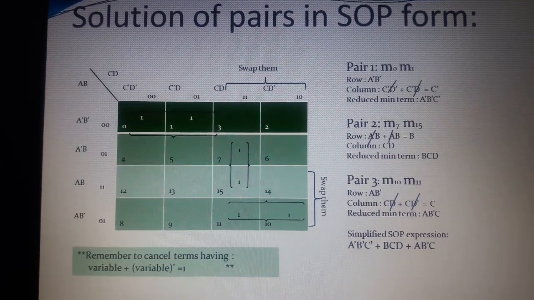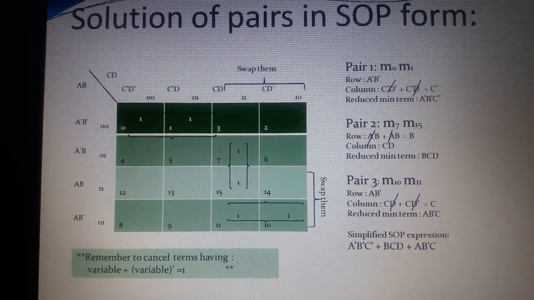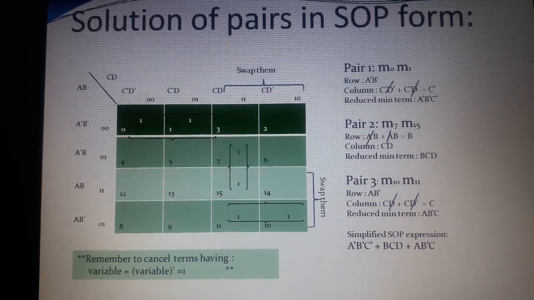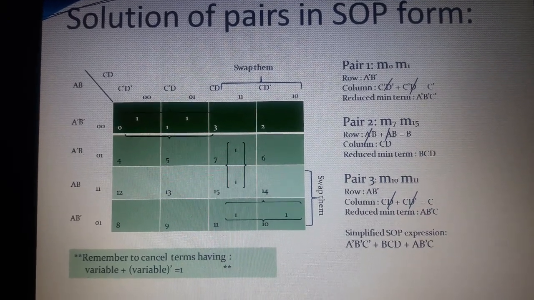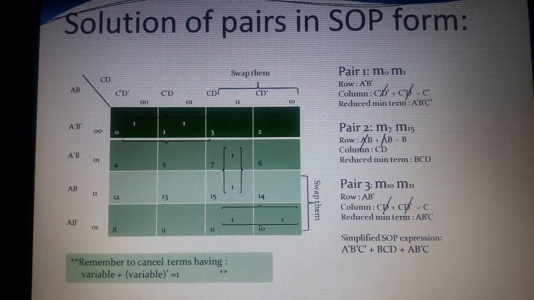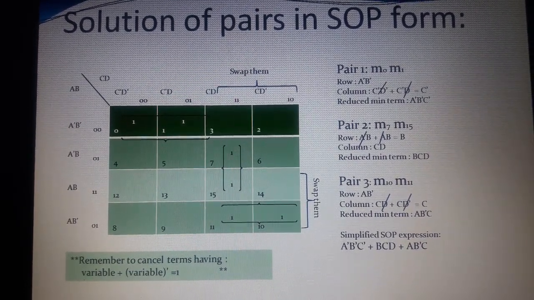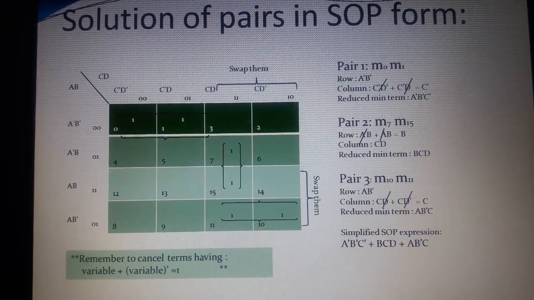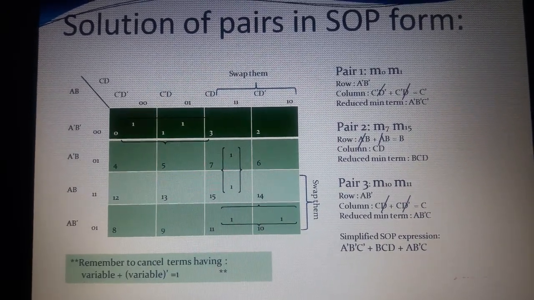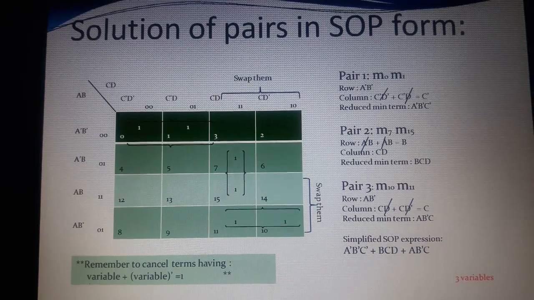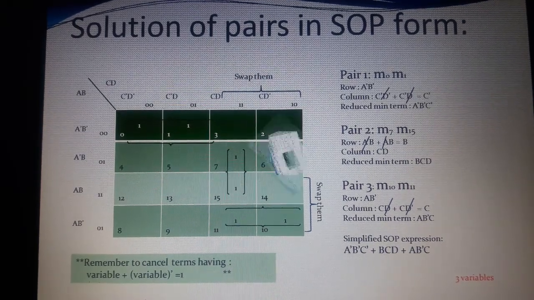I had written here, when you are dealing with POS, always remember A + A' = 1. And when you are dealing with SOP, then always remember A · A' = 0. And one thing you have to remember, a pair always provides us 3 variables.